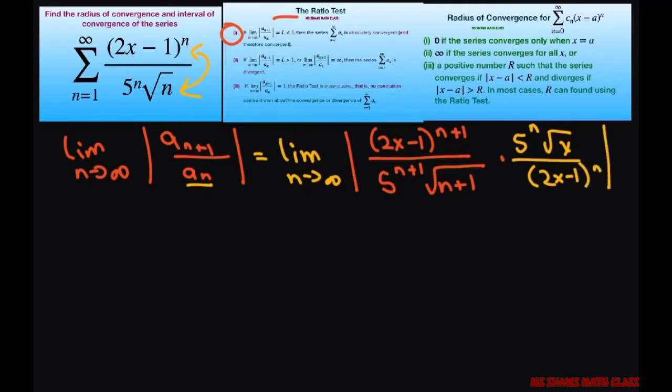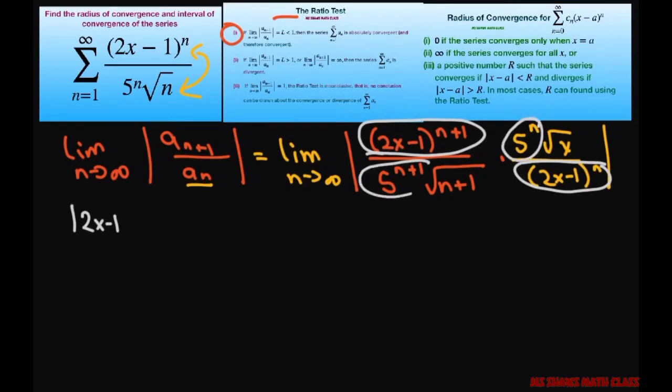Okay, now let's simplify this. If I look at this piece, this divides out, the n's will cancel if you use your quotient properties of exponents, and you're going to get absolute value of 2x minus 1. Then if you look at this piece, this is going to go to 5 to the power of negative 1. So you have 5 to the n minus n minus 1. So that's going to put us 5 in the denominator.